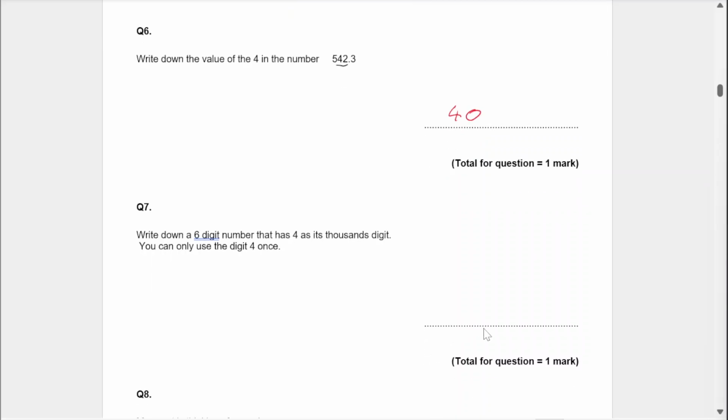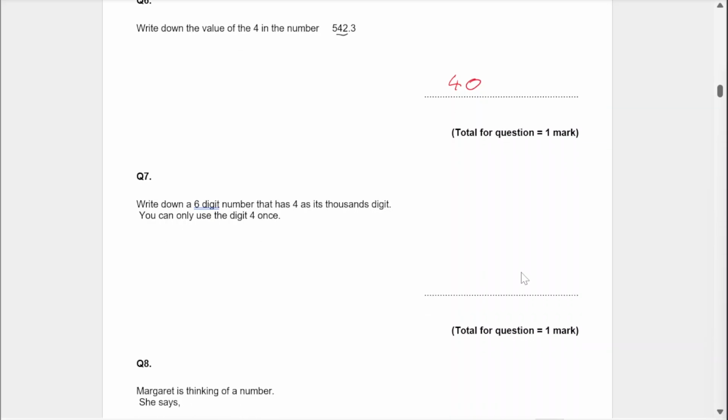Okay, question 7. Write down a 6-digit number that has a 4 as the 1000 digit. You can only use the digit 4 once. So I just need a 6-digit number, 1, 2, 3, 4, 5, 6, with a 4 in the 1000 digit. So that would be there. And then any other numbers other than 4 would be absolutely fine. So I'm going to go for that. But any other 4-digit number, that's the only key one, and that no other 4 is in the number.